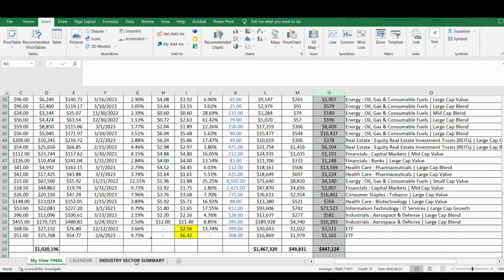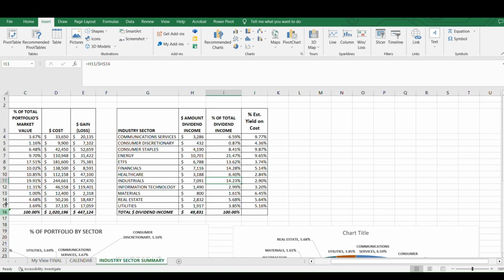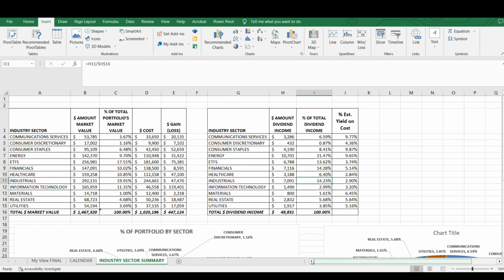Okay. We can go here and we can see two panels, one that's more focused on market share, one that is focused on dividend income. So here is the total market value, again, 1.467 million. His cost was 1,020,000. Here's the loss and the gain. So there's the 447. So you can see it up a level.